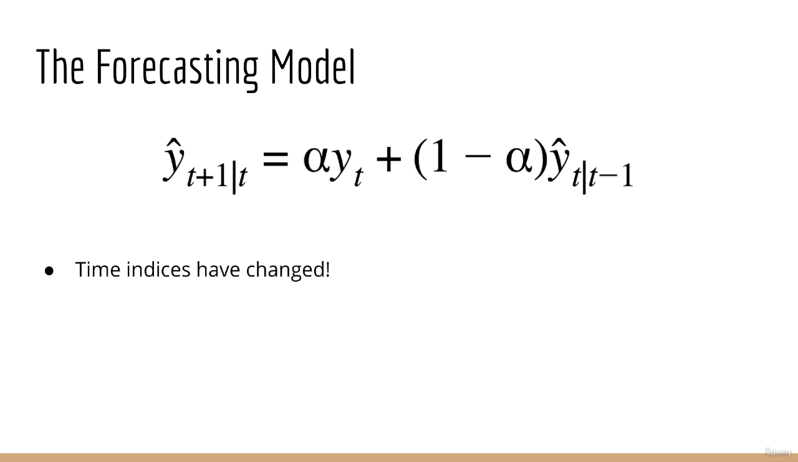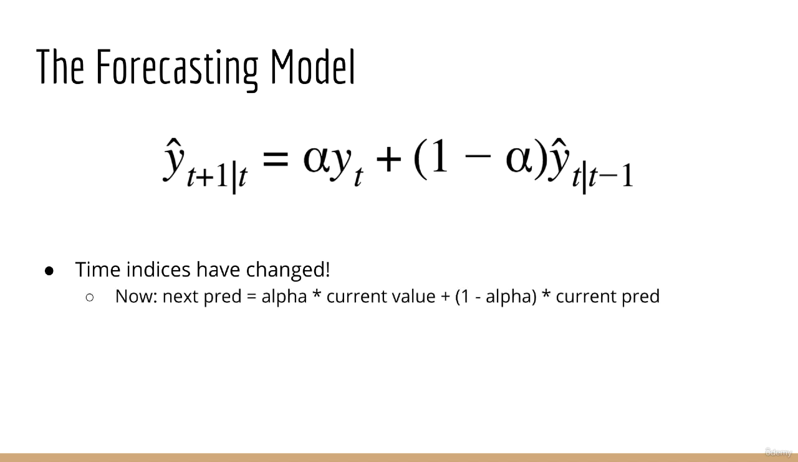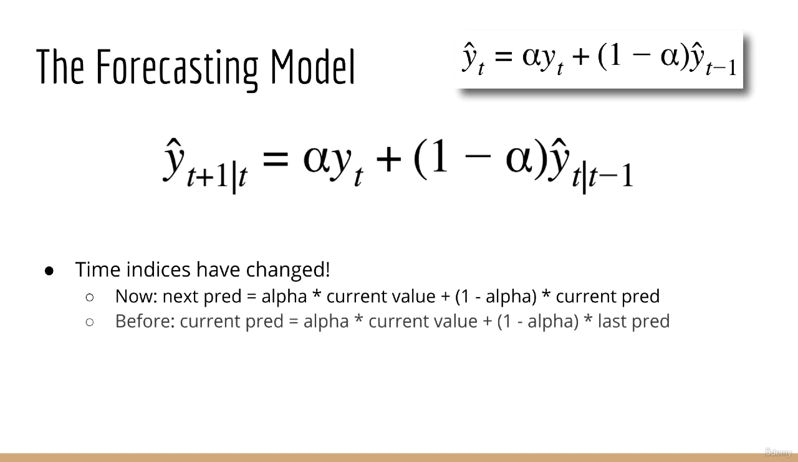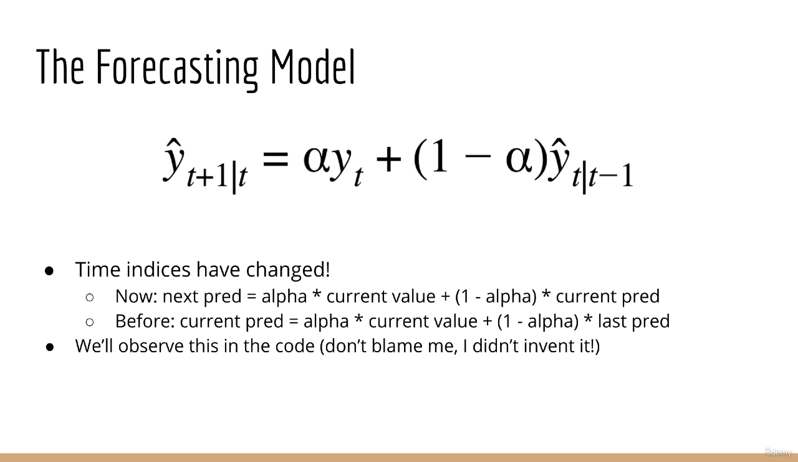Notice something interesting about this. The time indices have changed. For the current equation, the y hat on the left is for the time index t plus 1. The y hat on the right has the time index t. If you look at the previous slide, the time index t is on the left and t minus 1 is on the right. This is probably extremely confusing at this point, and I wouldn't blame you for thinking so. It will make much more sense when we look at the code and you actually observe this behavior for yourself.